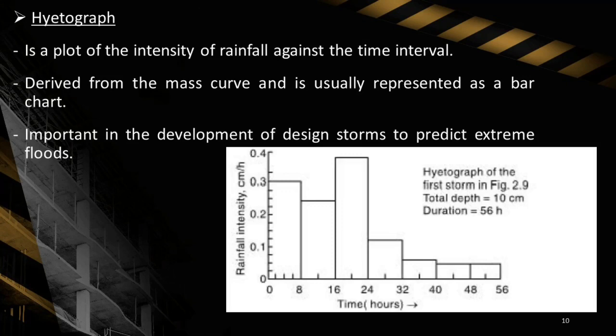Next is the hyetograph. A hyetograph is a plot of the intensity of rainfall against the time interval. The hyetograph is derived from the mass curve and is usually represented as a bar chart. It is particularly important in the development of design storms to predict extreme floods. The area under a hyetograph represents the total precipitation received in the period. The time interval used depends on the purpose. In urban drainage problems, small durations are used, while in flood flow computations in larger catchments, the intervals are about 6 hours. The picture shown below is an example of a hyetograph of a storm.